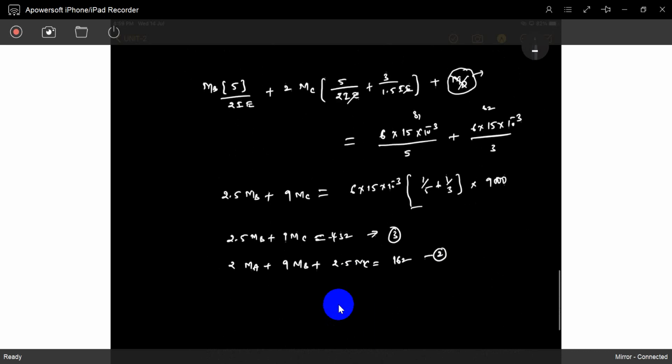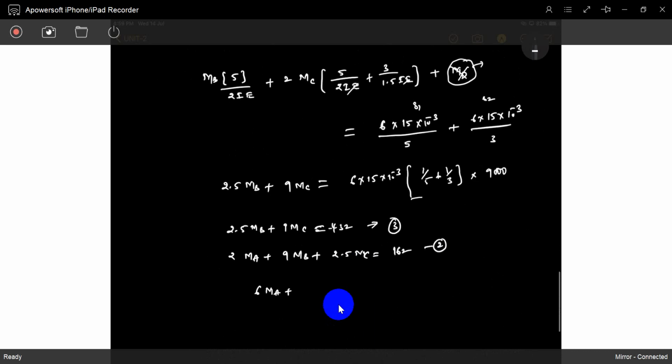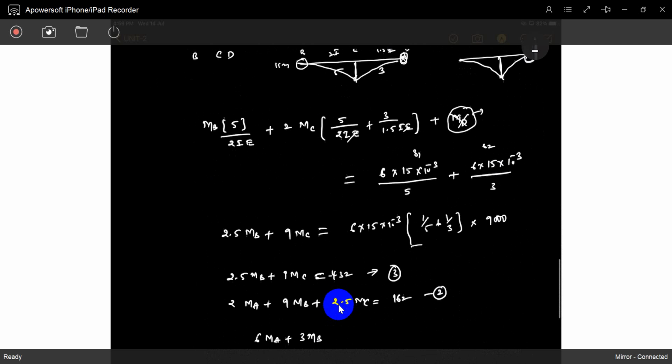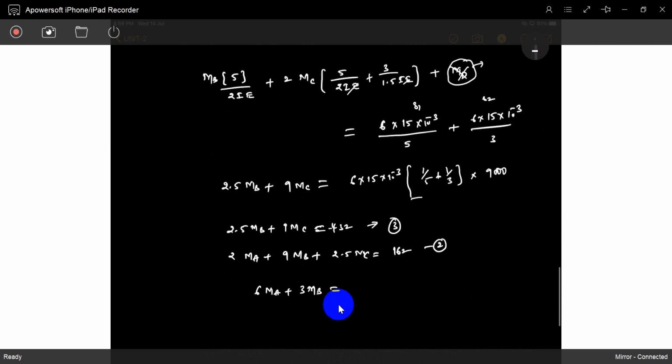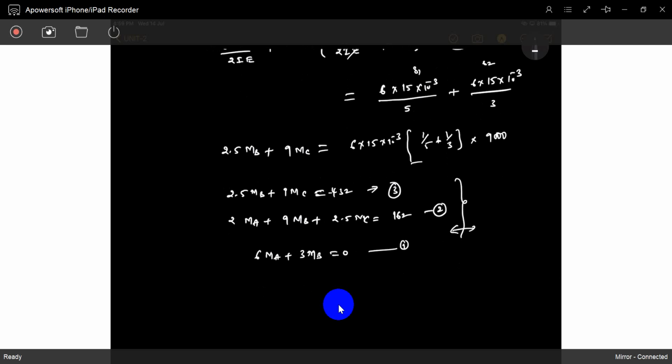6MA plus 3MB is equal to 0. That is the first equation. So using these three equations, you can easily find MA, MB and MC. So what is the value? Can you find it out? I don't have the answers, okay, we will do it.